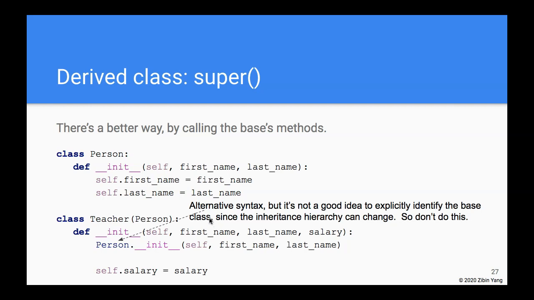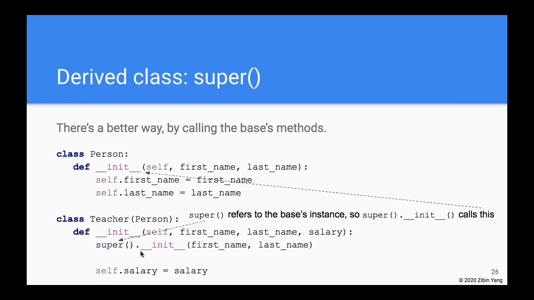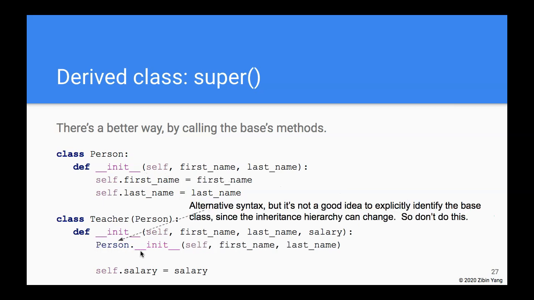But it's really not a good idea to hard code a particular class. One of the reasons is that the inheritance hierarchy can change. So what if there is another intermediate class between Person and Teacher, let's say an Employee? In that case, hard coding the name of the class is really not a good idea. So I would say just don't ever do this. Use super most of the time, if not all the time.